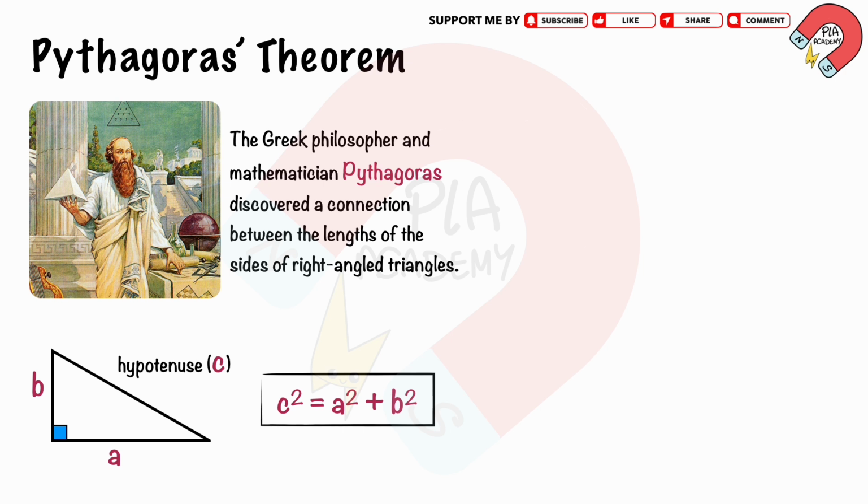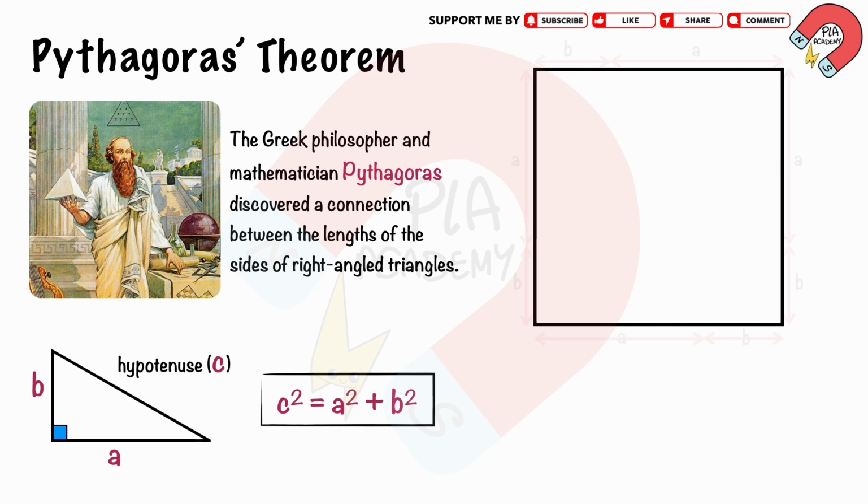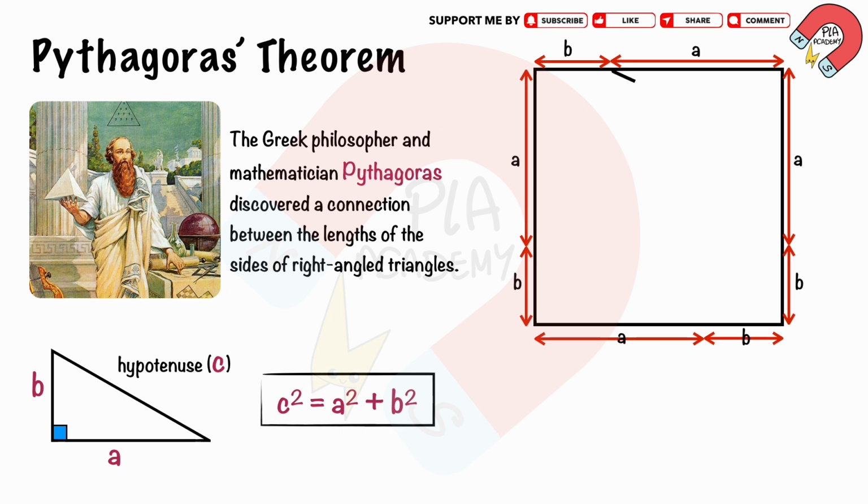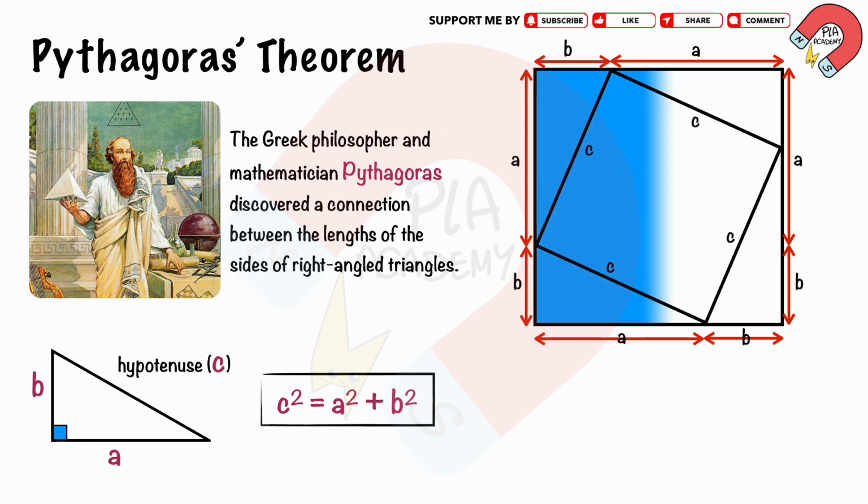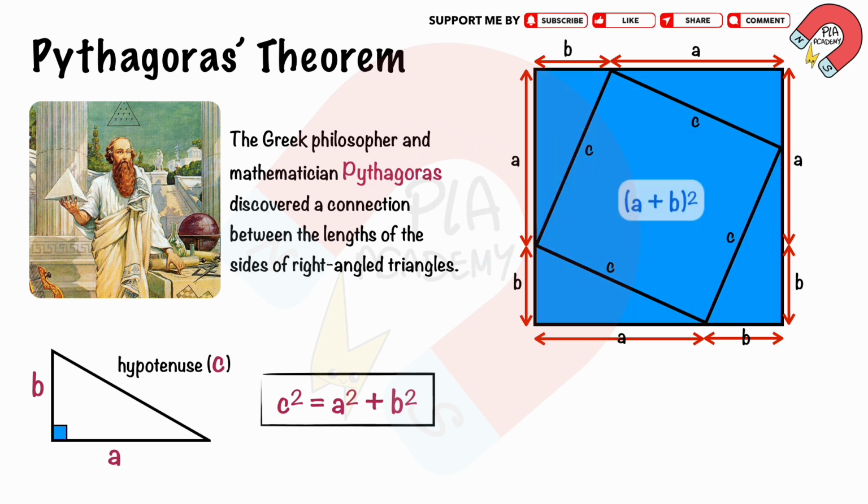One of the easiest to understand involves a large square with sides of length A plus B. Inside this large square is a smaller one of side C. The area of the large square is (A plus B) squared. The area of each triangle is half of A times B. The area of the small inner square is C squared.